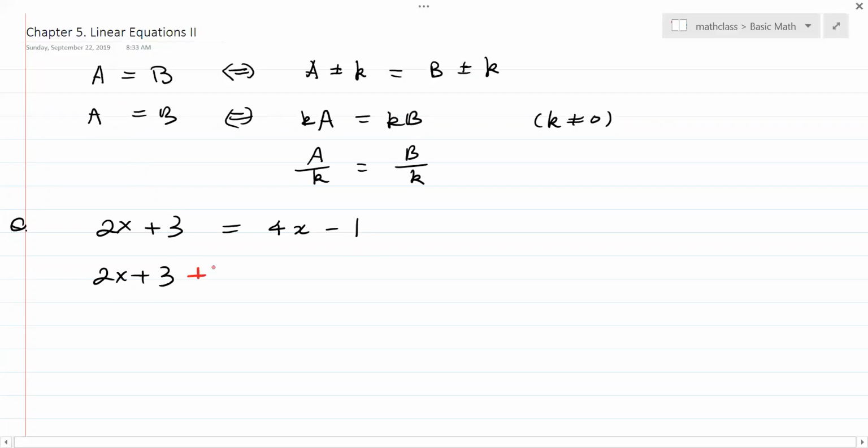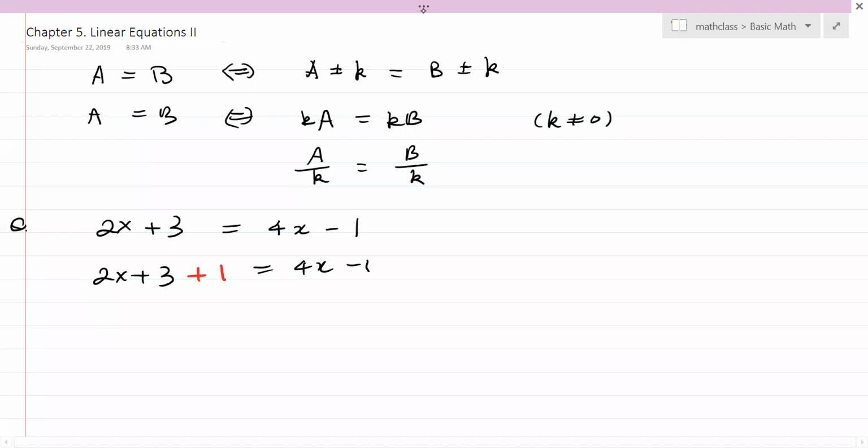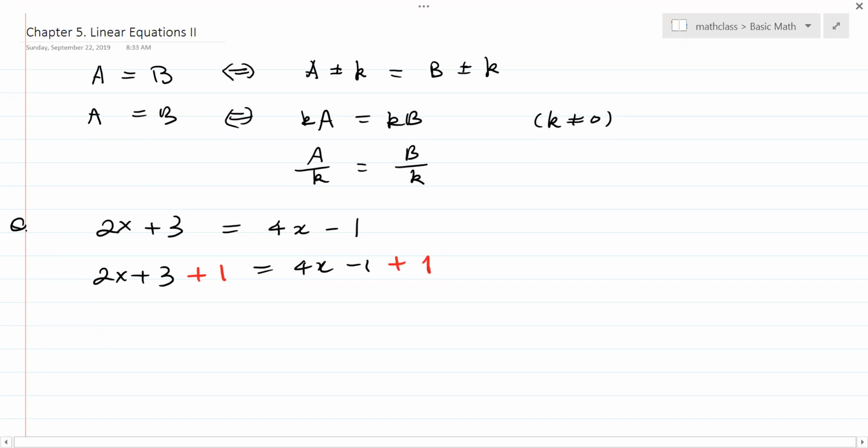If you add 1 to both sides, then on the right-hand side, 4x minus 1 plus 1, the 1s cancel out. So this is gone, it's a 0. What you can see here is it looks like you moved the minus 1 to the left-hand side.